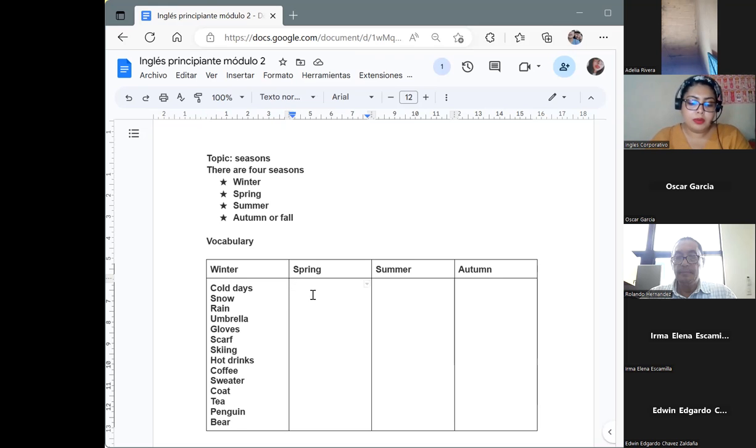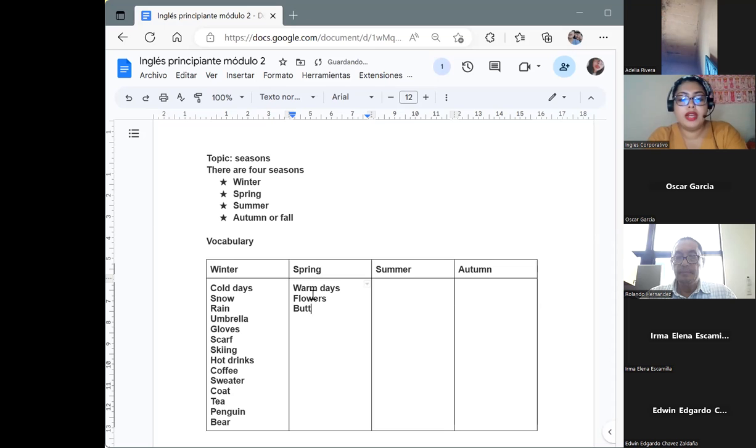Now, in the spring, we can have warm days. Son días cálidos, días tibios. No son calientes o calurosos, sino que son como más tibios, son más, podemos decirle, más pasables, ¿verdad? Con esto de la temperatura. Then we have flowers, que es como algo bastante marcado de la primavera, son las flores, ¿verdad? El nacimiento de muchas flores.